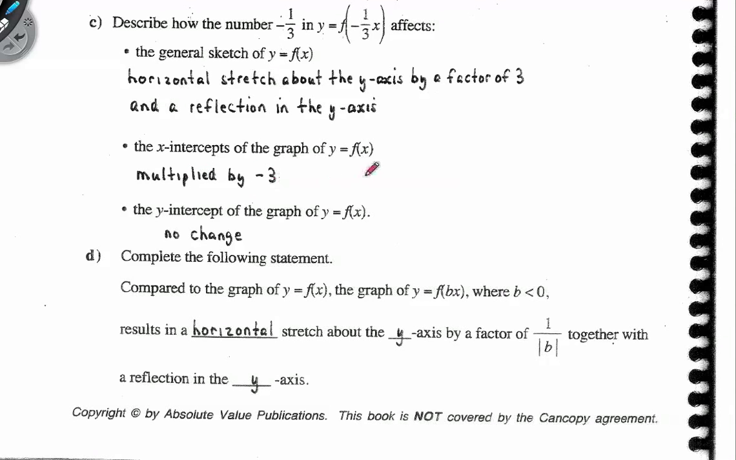If I was sitting on the x-axis at 2, it would go out to 6 and then get reflected over to negative 6. So 2 times negative 3 is negative 6. That's what's happening. The y-intercept, no change. Completing the following statement, I'll let you read that yourself and pause the video before I move on.